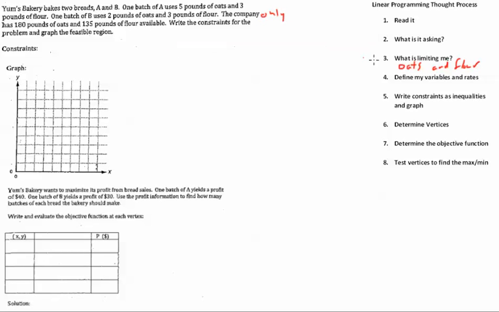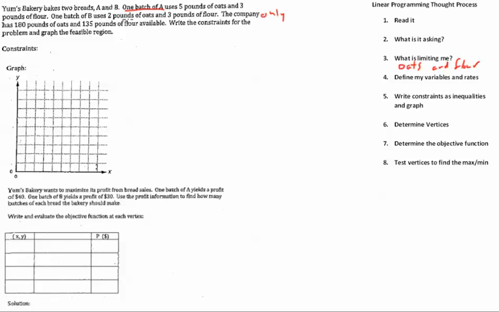So let's see if we can define the variables that we're going to use here. What are my unknowns? Well, I know that it takes 5 pounds of oats and 3 pounds of flour for a batch of bread A. I know that it takes 2 pounds of oats and 3 pounds of flour for a batch of bread B. And I know that I only have 180 pounds of oats and 135 pounds of flour available. I don't need to use a variable for things that I know. What do I not know?